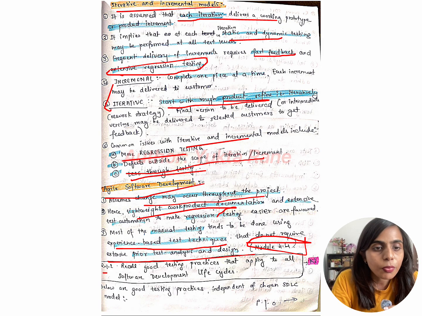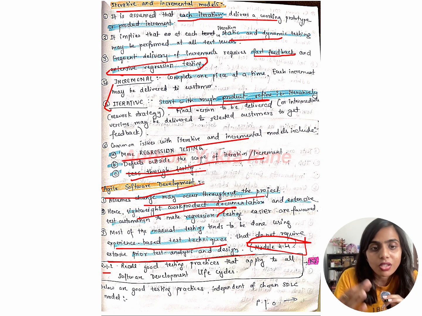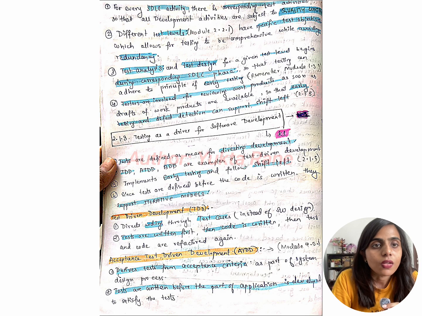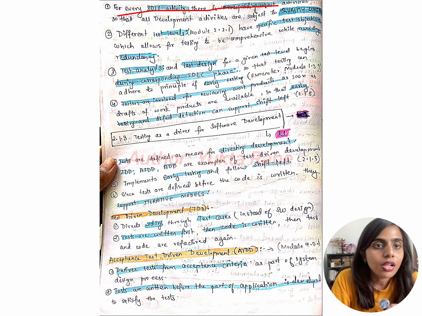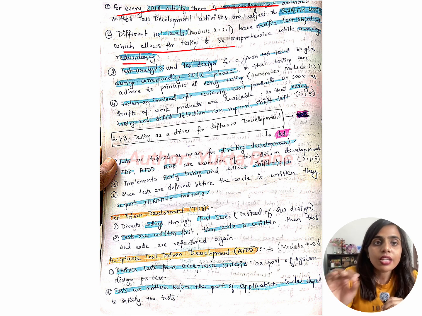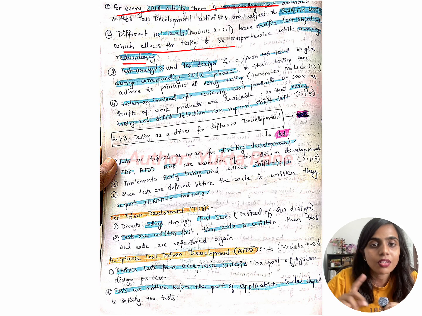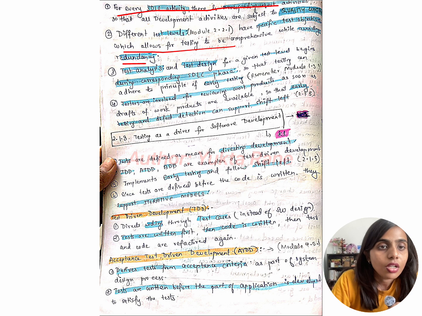Then we have module 2.1.2. You have to just recall the good testing practices that apply to all software life development cycles. So for every SDLC activity, there is a corresponding test activity that we saw in the V model that I had designed, right? Different test levels have specific test objectives which allow testing to be comprehensive while avoiding redundancy. Each and every test level should be designed keeping the test objective or the goal in mind. Test analysis and test design for the given test level begins during the corresponding SDLC phase.